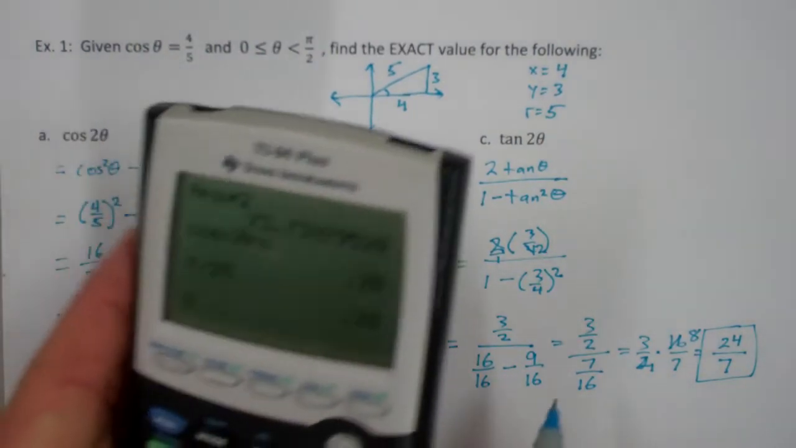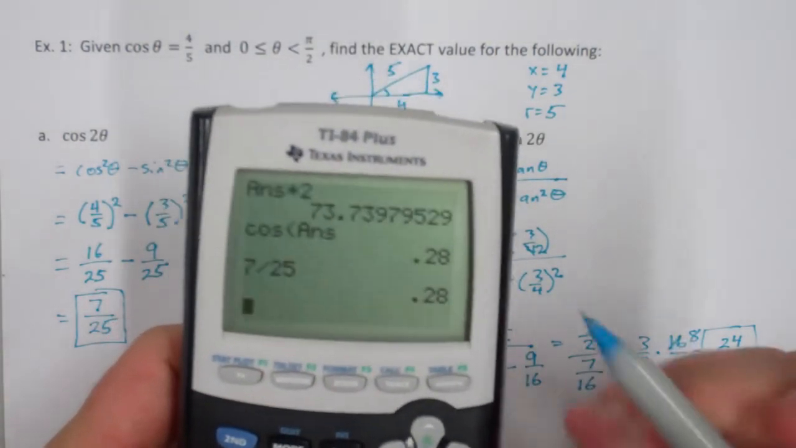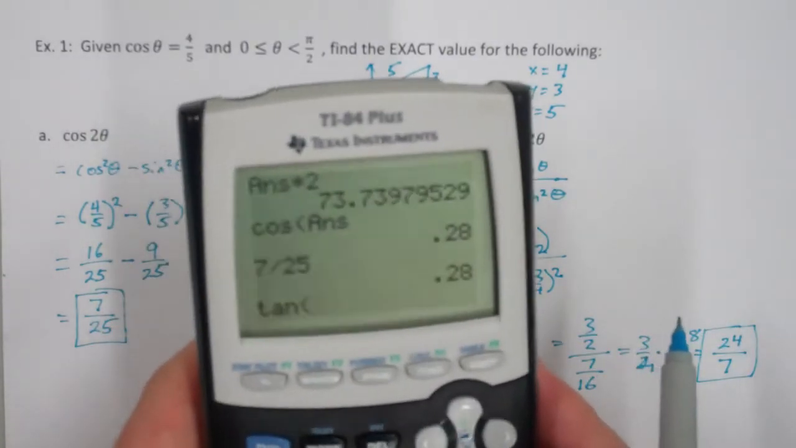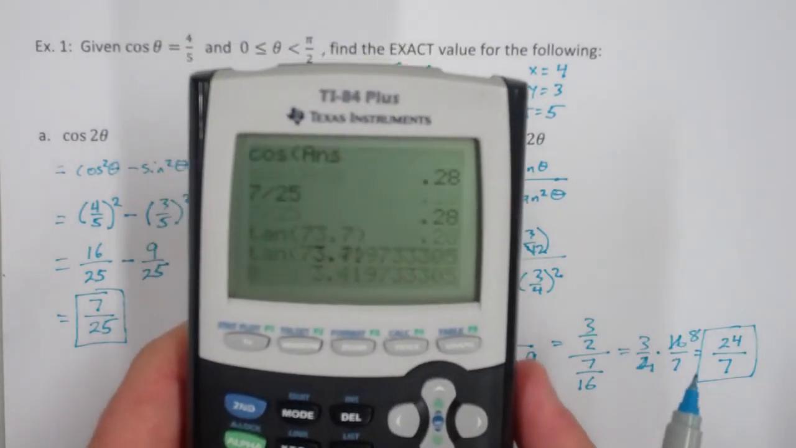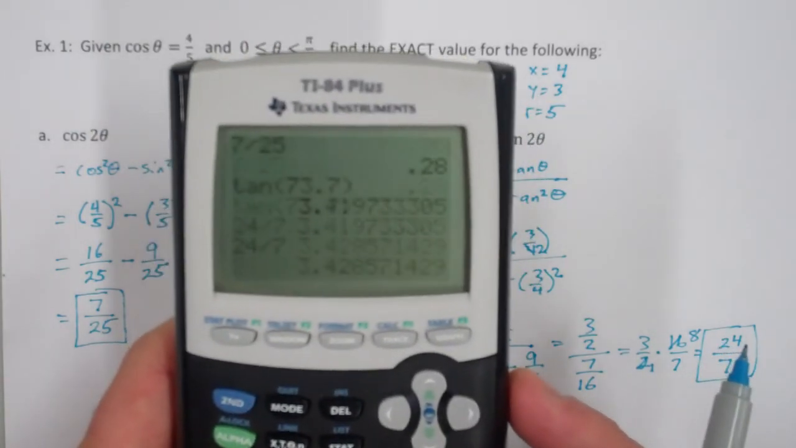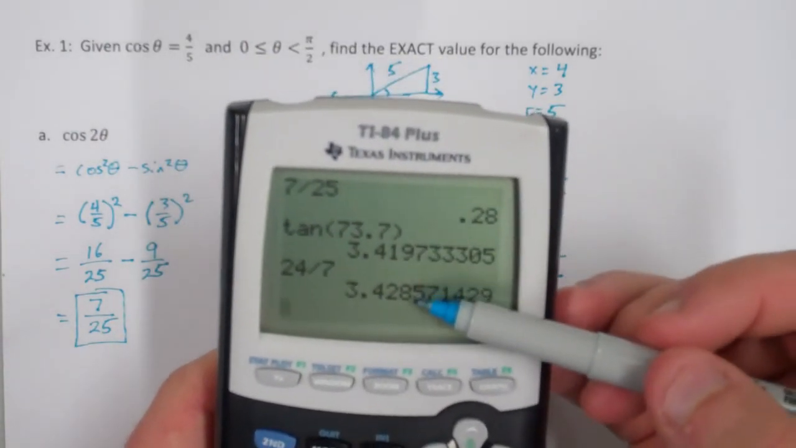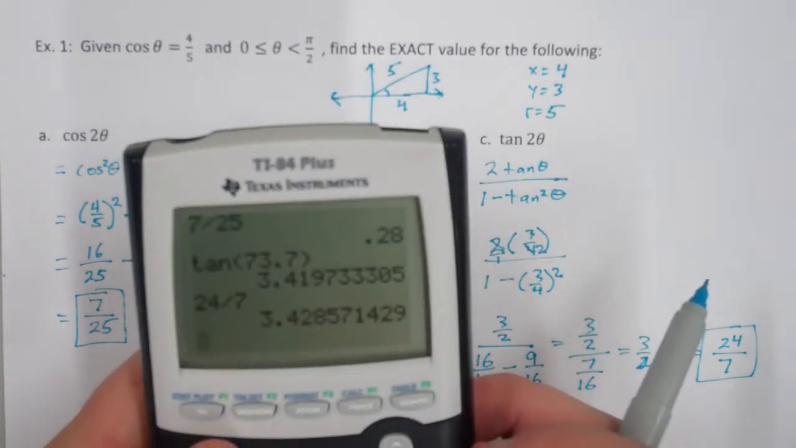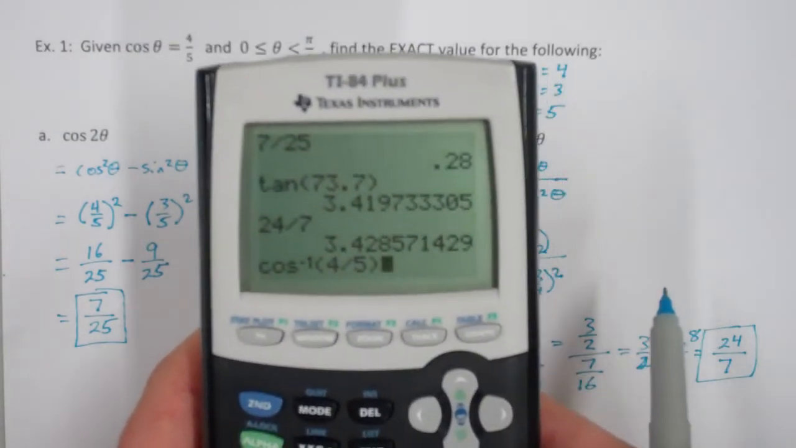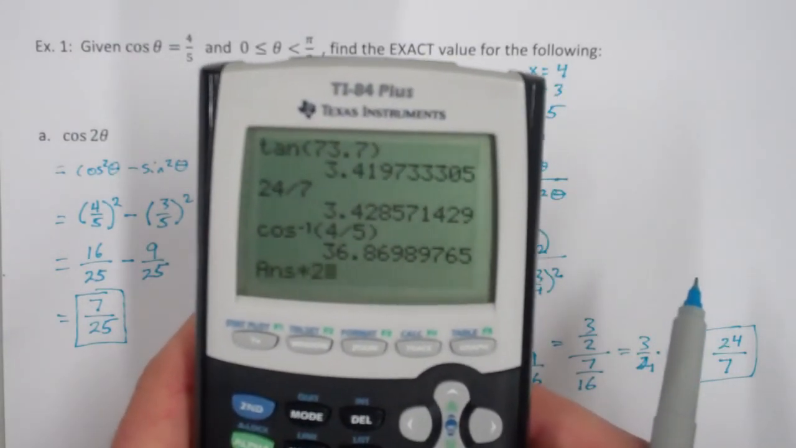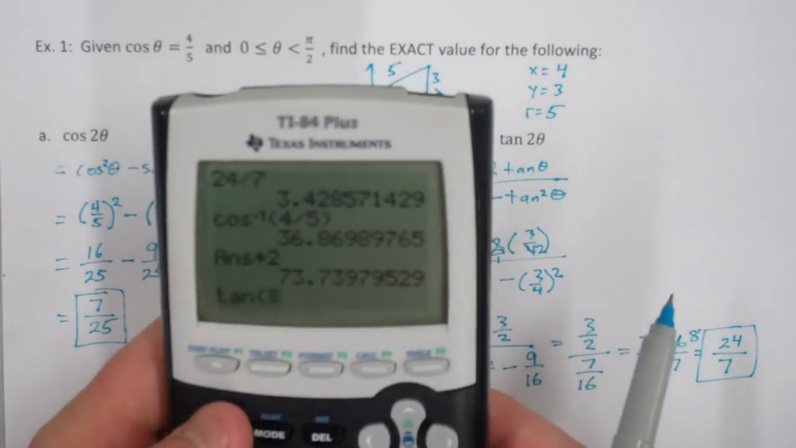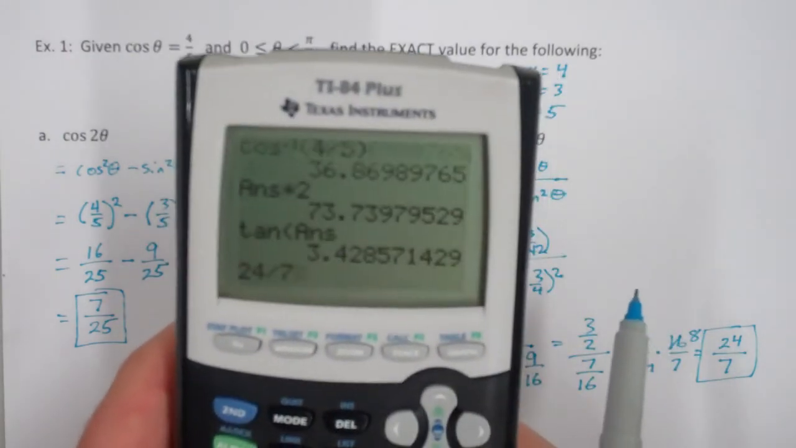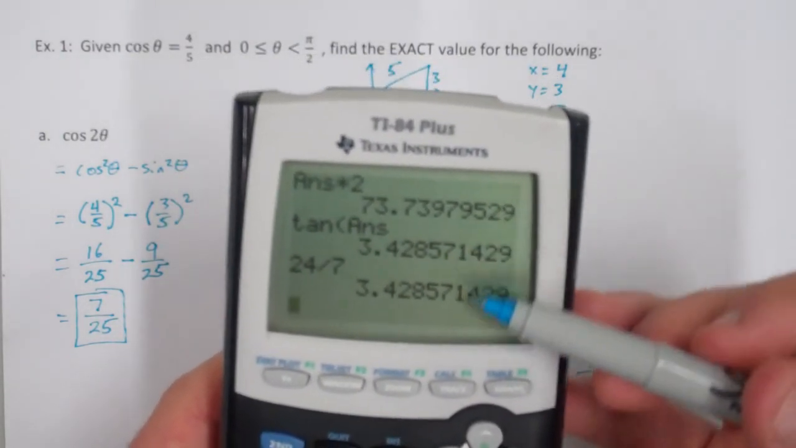And again, if you wanted to, you could double check your work. Remember that double that angle is about 73.7. So we could just take the tangent of 73.7, hit enter, and type in 24 divided by 7. And we get approximately the same value. It's off a little bit because we rounded the angle measure. If you wanted to figure it out more precisely, you could just do the inverse cosine of 4 divided by 5, double it, take the tangent of that angle. I use my second answer button, and then I could do 24 divided by 7, and you can see now we have the exact same thing. Either way is okay.